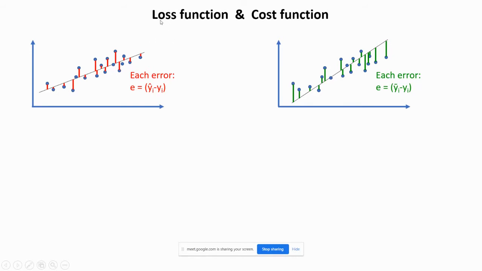The moment you sum up all your loss functions, it will give you the total cost function, and essentially that is what you want to minimize, not an individual loss function or individual error. You want to minimize the total error or the total cost function. Is that understandable? Yes, ma'am. Is there any confusion? Yes, it's clear.